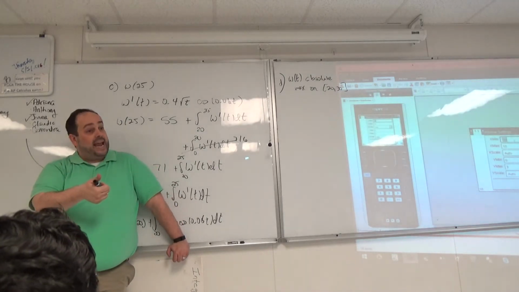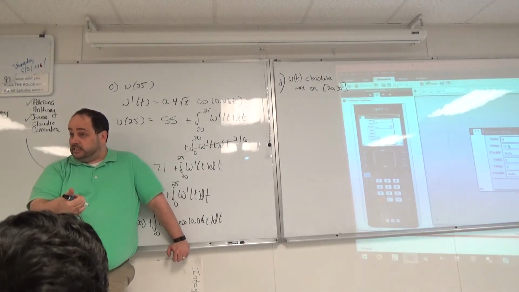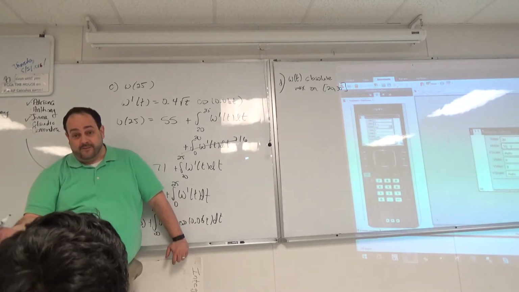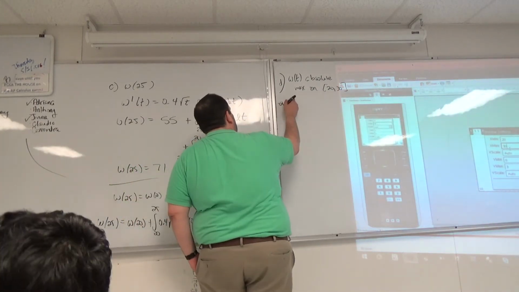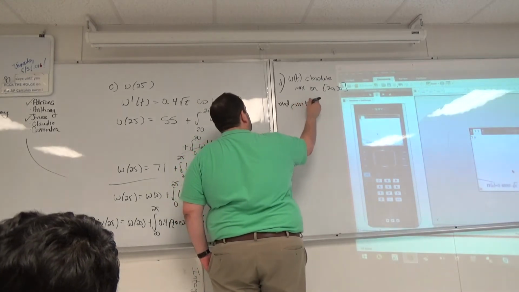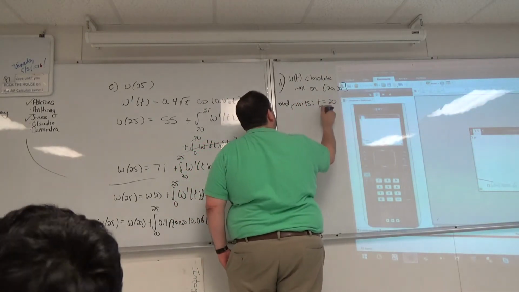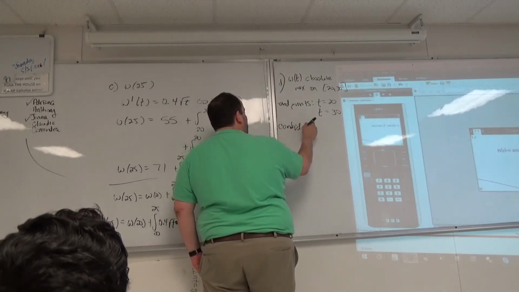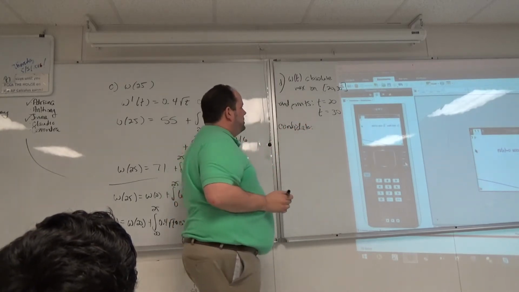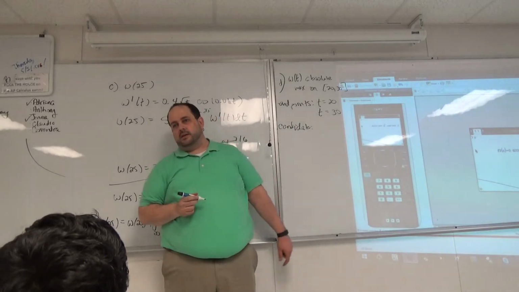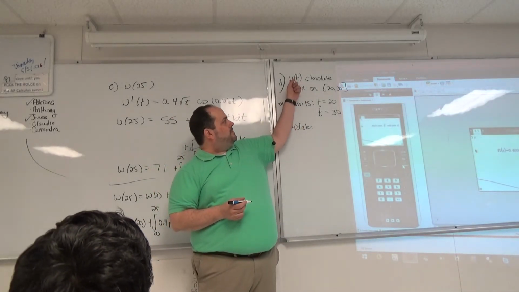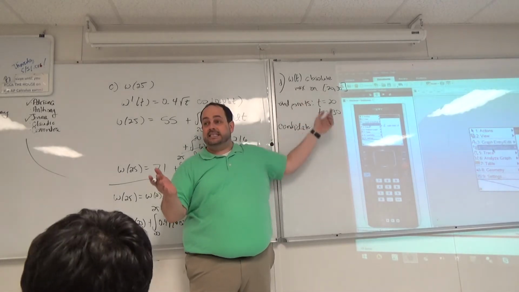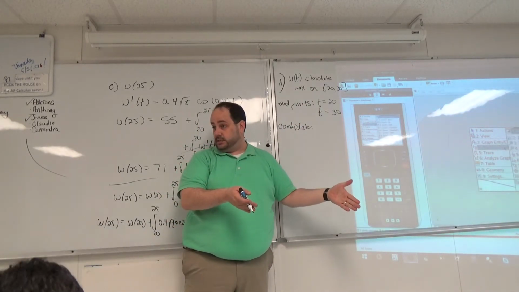Candidates. We look for a candidate or candidates and endpoints. The endpoints are always easy. You are given the endpoints. The endpoints are going to be t equals 20 and t equals 30. But the candidate, there's a lot of folks that don't really understand what the candidate is. If I'm looking for W has an absolute max, then the candidate is the relative max.